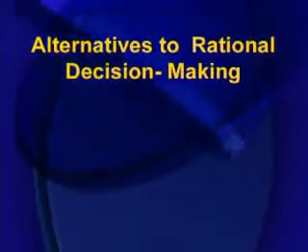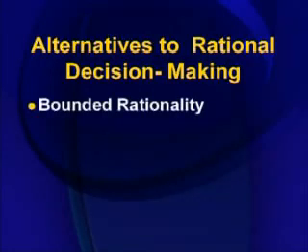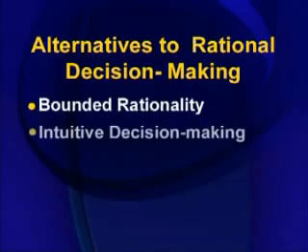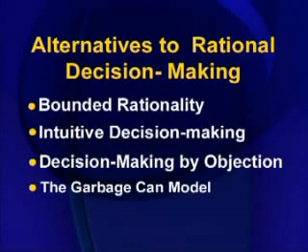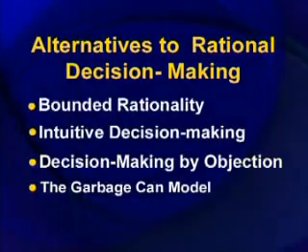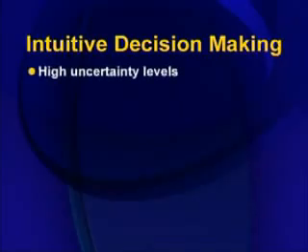तो रैशनल के अलावा अल्टरनेटिव्स क्या हैं ऑर्गेनाइजेशन के अंदर? We discussed 4: bounded rationality model, intuitive decision making model, decision making by objections, and the garbage can model. और फिर इसमें से सिर्फ 2 पे हमने कंसंट्रेट किया, एक जो इंट्यूशन की वजह से होता है, एक बाउंडेड रैशनैलिटी की वजह से. And then we discussed those models with you. And similarly we said that when you are going for intuition to make the decisions, especially under circumstances when there are high uncertainty levels involved.